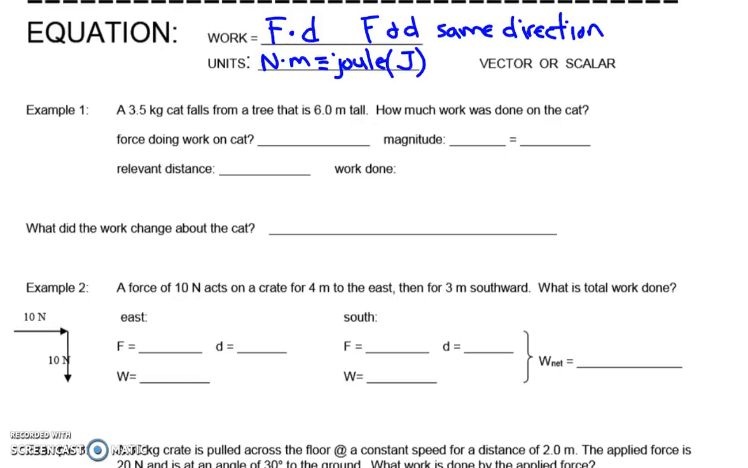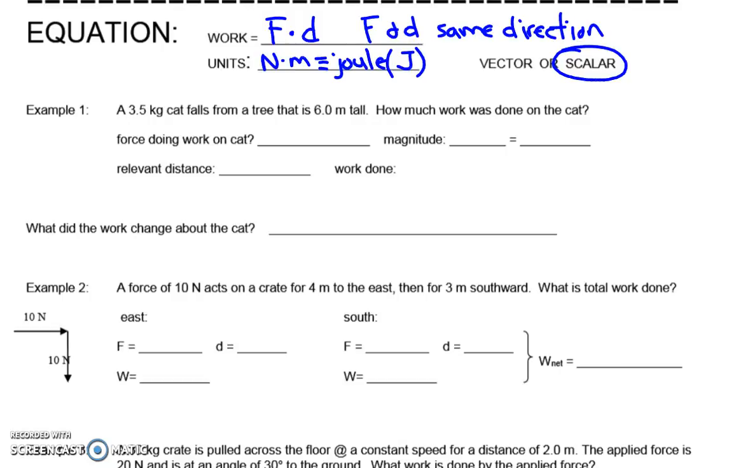And what makes work really useful, especially compared to momentum, is that it is a scalar. There is no direction associated with overall work. We don't say you do 10 joules of work east or south or up or down. It's simply scalar, so any combinations of work you have, you can add them very, very nicely. All right, so let's do a quick problem or two.